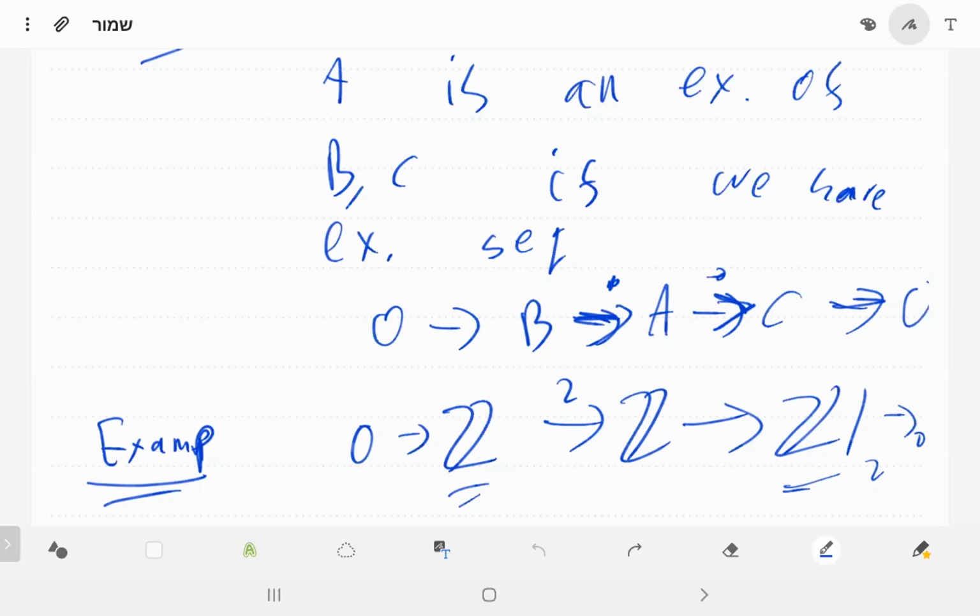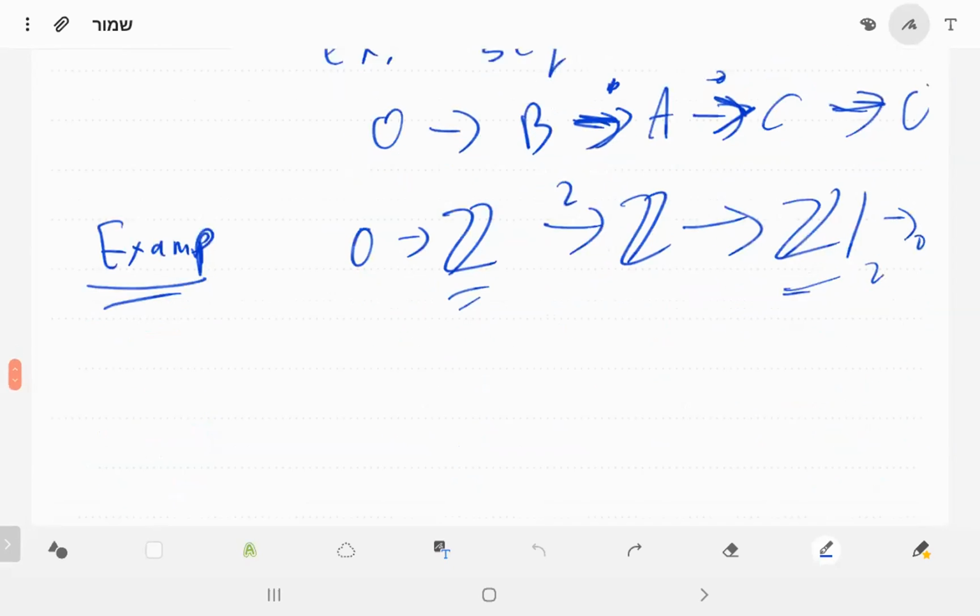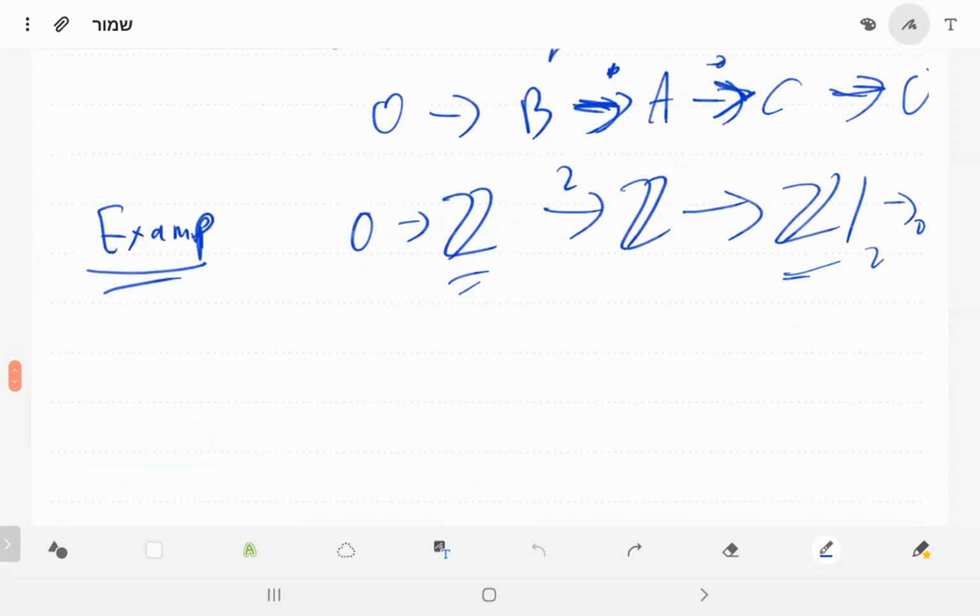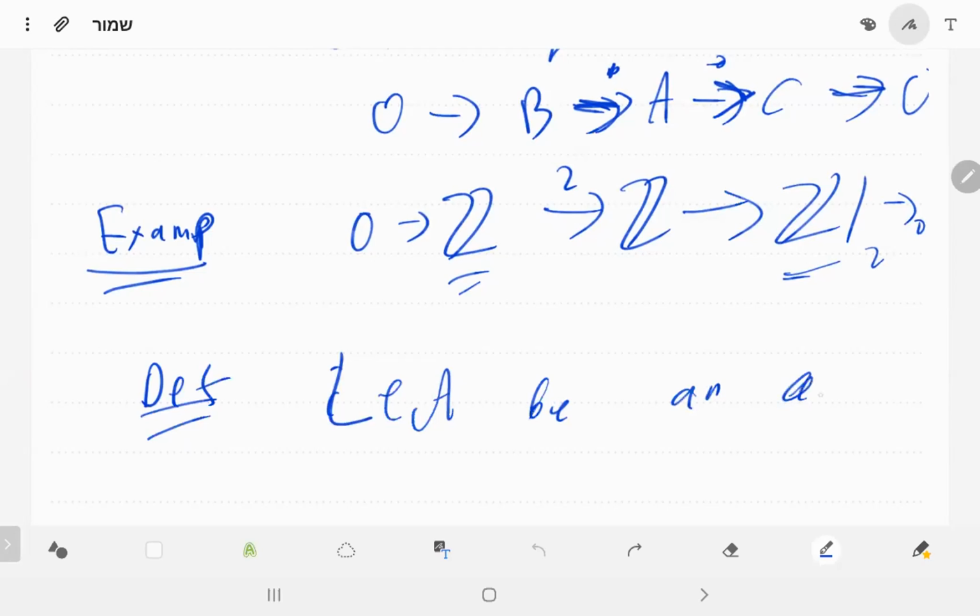And this gives rise to the notion of the Grothendieck group of a category. So definition: let A be an abelian category. Now I want to define the Grothendieck group.